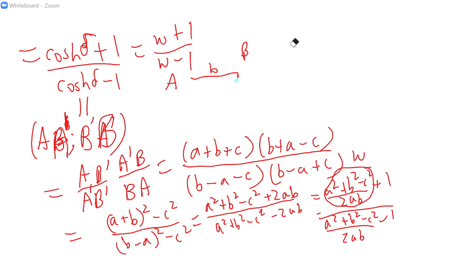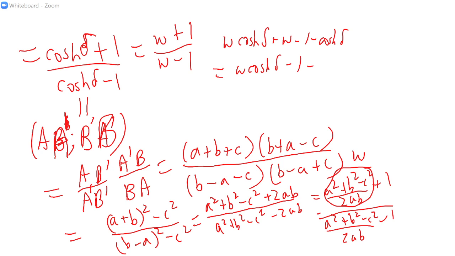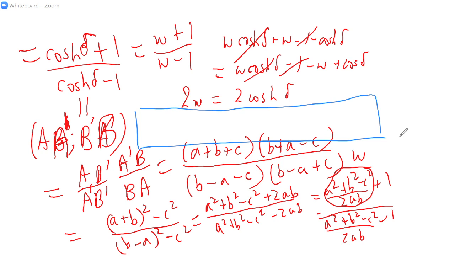Okay, but let's just write it out, because we like pain. Okay, so (w plus 1)(cosh δ minus 1) is equal to (w minus 1)(cosh δ plus 1). So this cancels that, minus 1 cancels, and you get 2w equals 2 cosh δ, yeah? So okay, what does that mean? Let's write this in the middle. So w is this expression, so cosh δ equals a squared plus b squared minus c squared on 2ab.